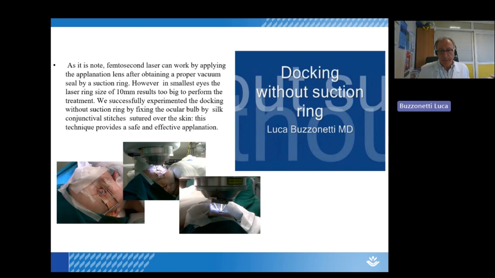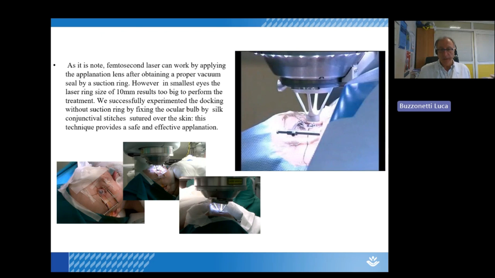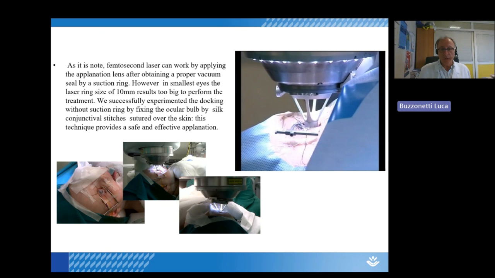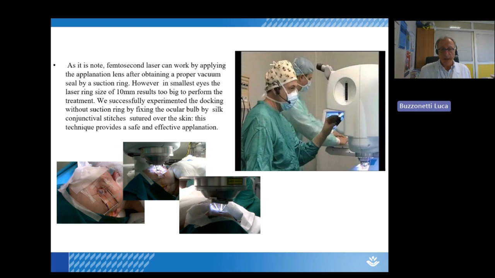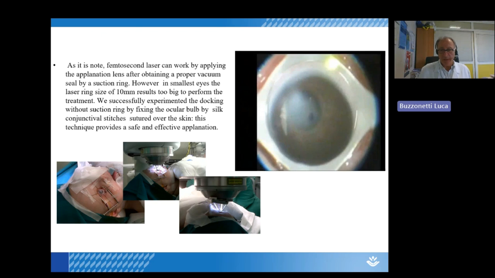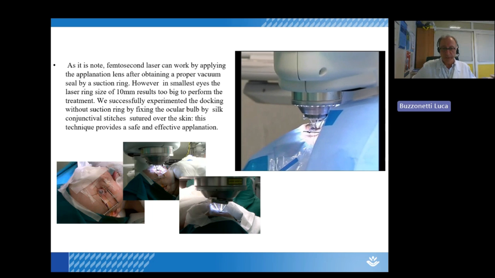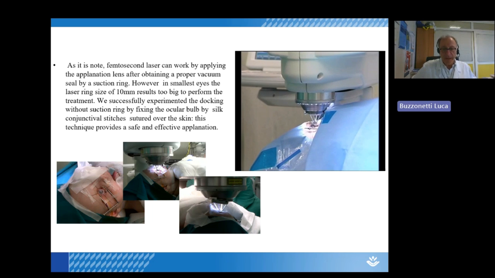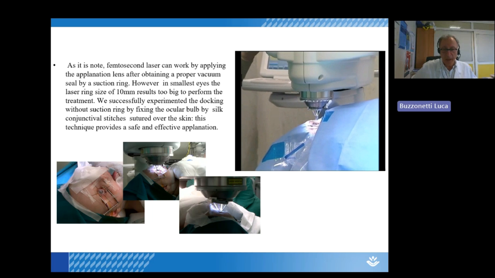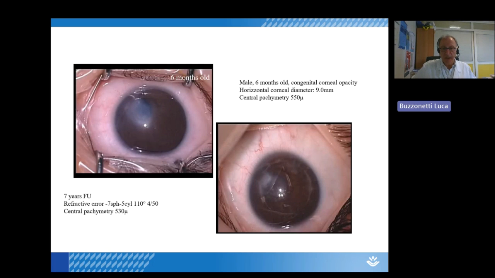I at first applied this technology to pediatric surgery, and in case of smaller eyes, we successfully experimented, this is a live surgery of some years ago, the docking without suction ring by fixing the ocular bulb by conjunctival stitches over the skin. And this technique provided a safe and effective applanation. This is a patient, the pre-op, 6 months old, a 7 years follow-up.